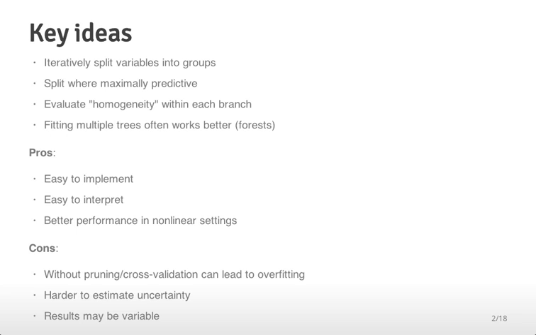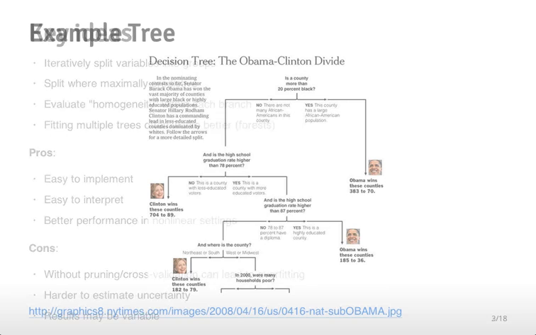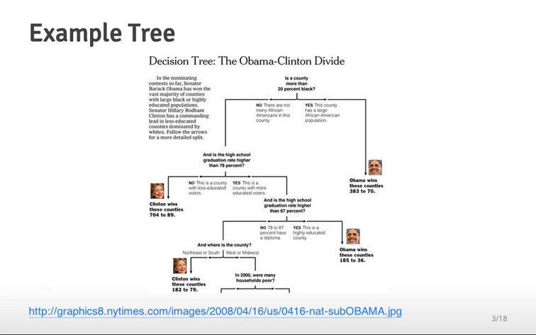The pros of this prediction approach are that it's easy to implement and you can interpret the trees very easily. It also has better performance in nonlinear settings than things like linear regression or generalized linear models. But the cons are that without some sort of pruning or cross-validation, it's very prone to overfitting. It's hard to estimate uncertainty even under cross-validation, and the results can be very variable, in the sense that if you leave out a few of the observations, you might get a very different tree.